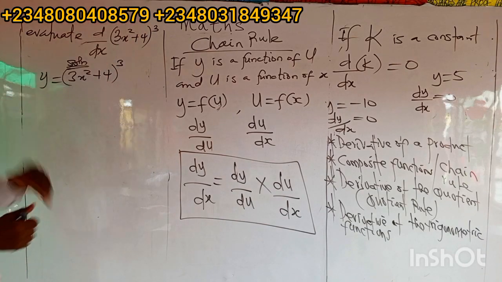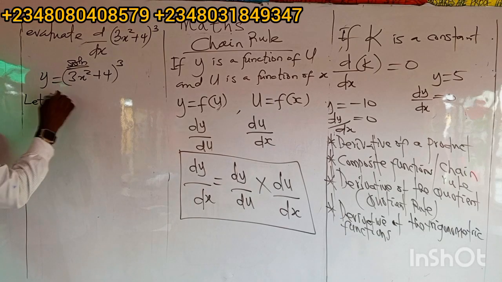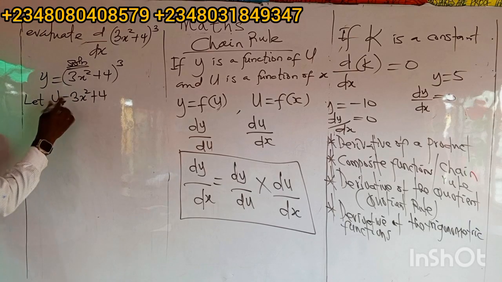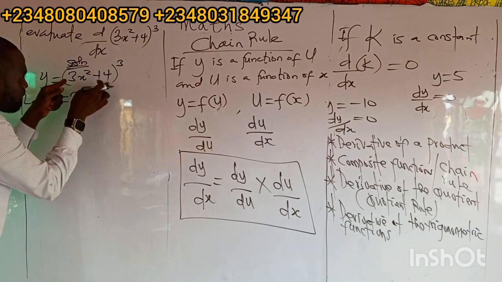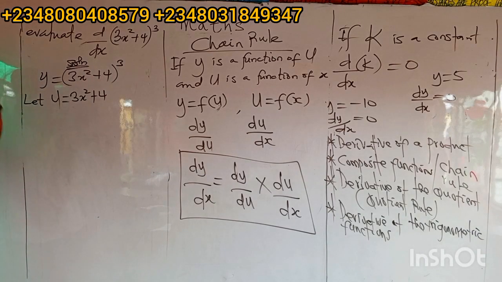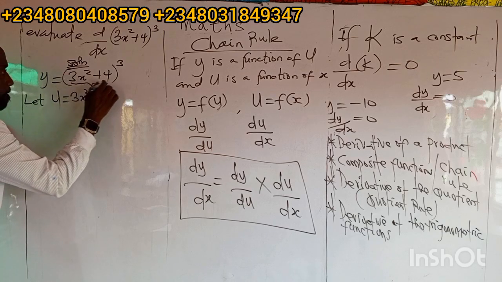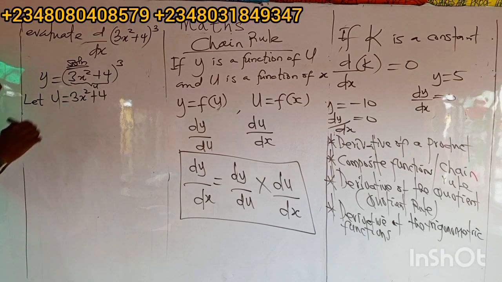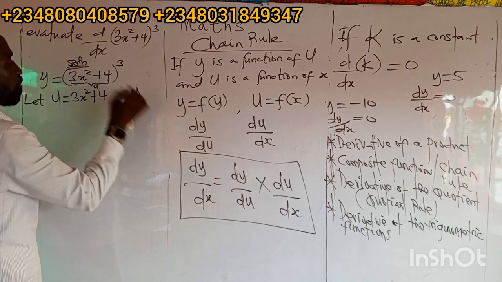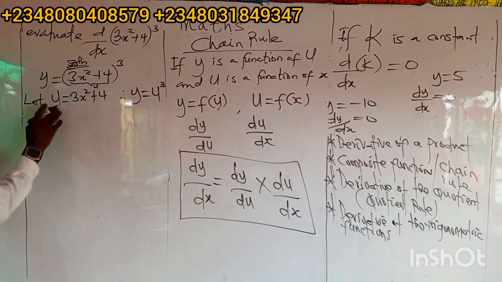d/dx of something. So here, let u be equal to what's inside the bracket. If this one is u, it means y will be equal to u raised to power 3. Everything inside the bracket, we've denoted as u. Therefore, y will be equal to u raised to power 3.